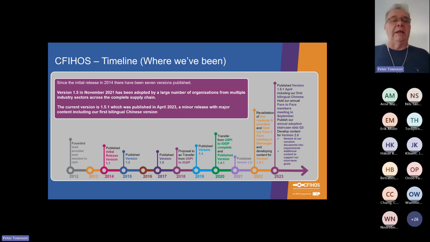It was using a common language. It was using common classifications, common attributes. So that's when we became interested in CFIHOS, and we actually implemented version 1.3 as our first implementation at Woodside, but that's another story. So over time, there's been a number of iterations. So version 1.3 was issued in 2017.